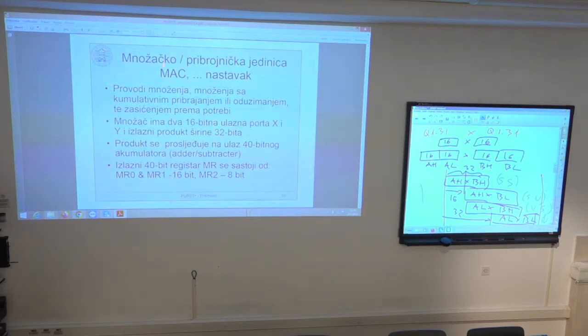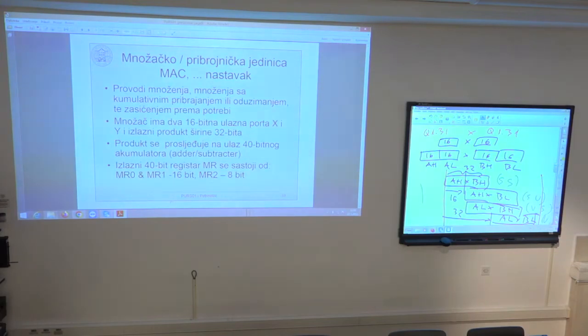Okay, it says here, multiply-accumulate unit performs multiplication with cumulative addition or subtraction, and with saturation as well if needed. And the saturation occurs only in one case, when I multiply -1 times -1, because the result is +1 and +1 cannot be represented. I have only 0.999, so the largest positive value is 0x7FFFFFFF. So that is the largest positive value. If the result would be 1, it is saturated to this largest positive value that has a leading 0 bit.